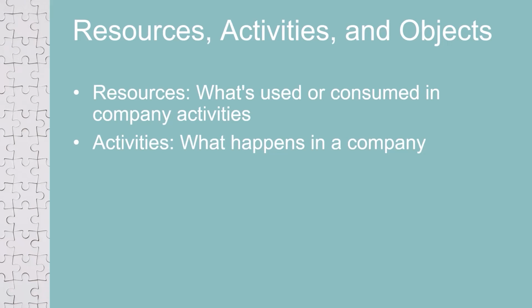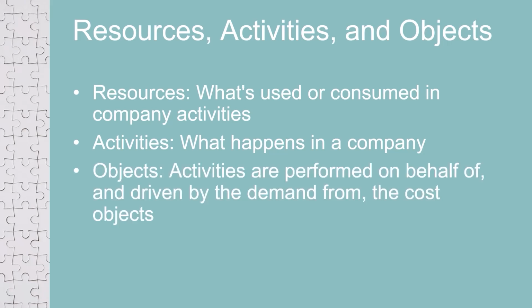Activities are what happens in a company. It's what people or processes do. As they do these things, resources are used. Once again, these resources may be people's paid time or the materials that they process. The activities are performed on behalf of and driven by the demand from the cost objects. Cost objects are often products or services. A market or customer can also be a cost object.